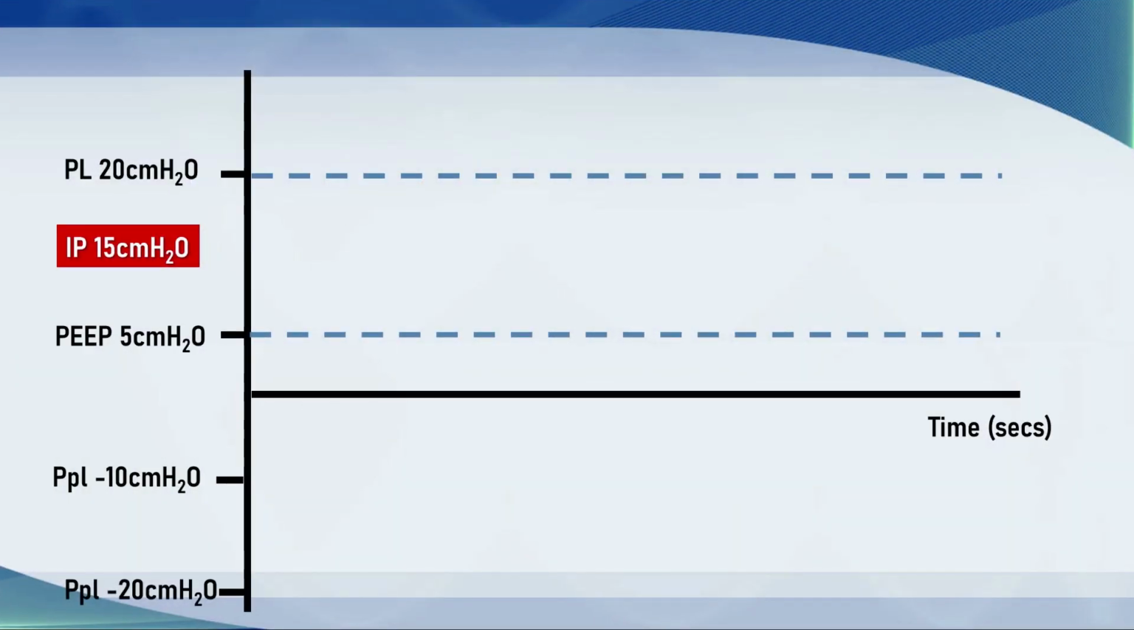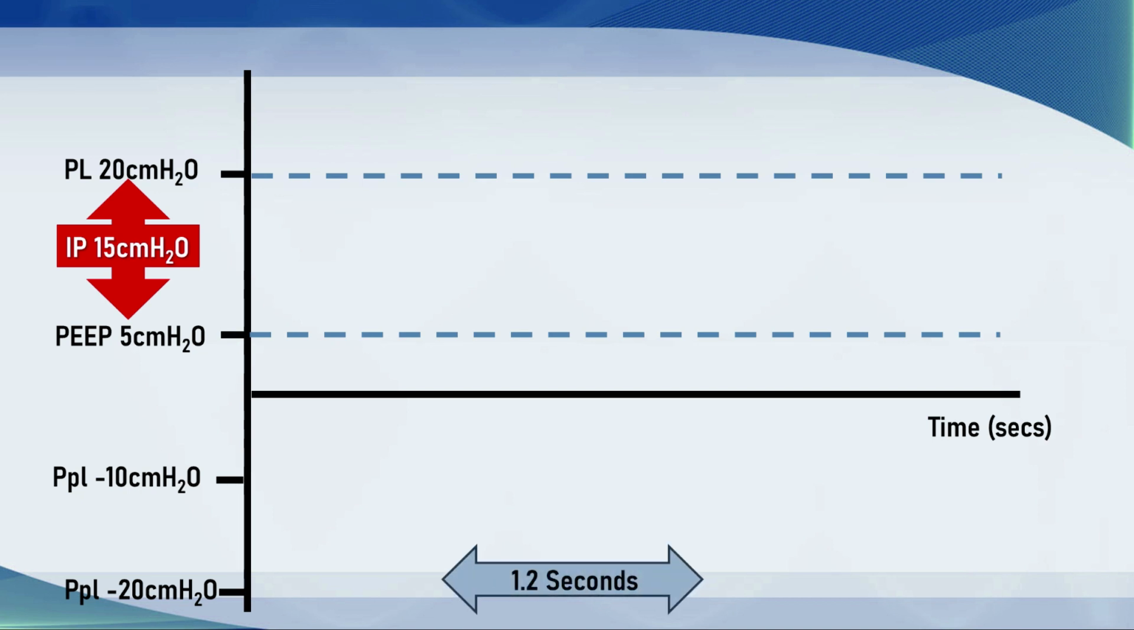Well, this is a model that we're going to use for the next few minutes, and it's a pressure time waveform. And the pressure is on the left-hand side, and it goes from 0, that's the horizontal line, to plus 20 centimeters of water, and then below that to minus 20 centimeters of water. And Carla starts off with a PEEP of 5 centimeters of water and a plateau pressure of 20. That's our pressure limit. So the driving pressure is 15 centimeters of water, and our inspiratory time is 1.2 seconds.